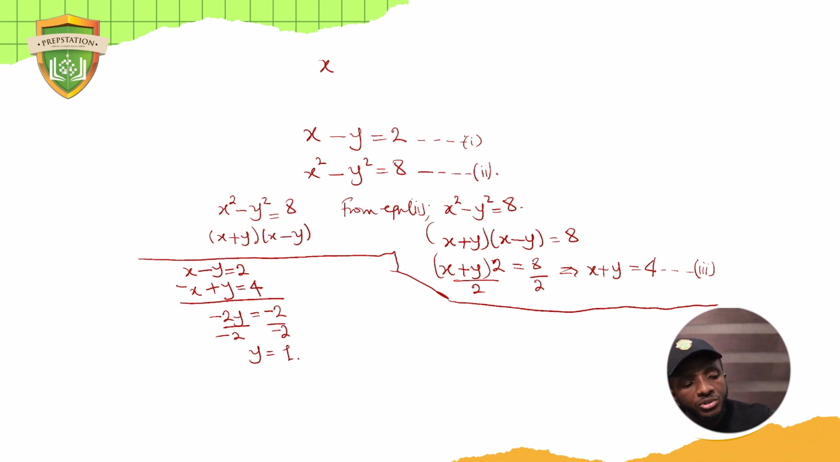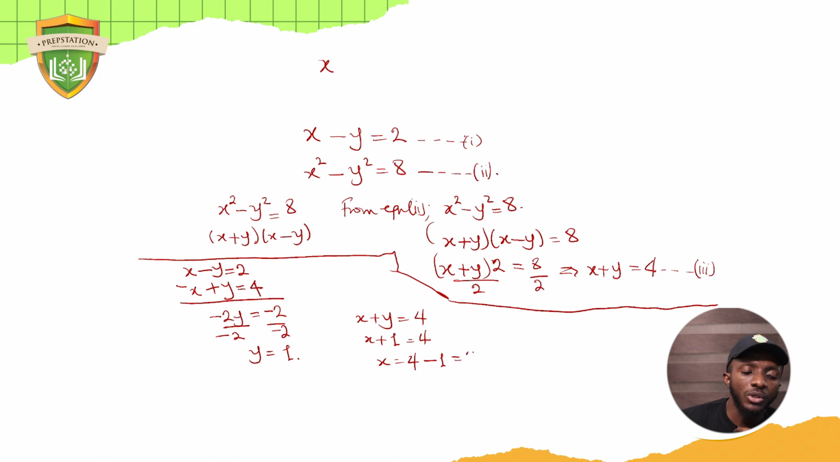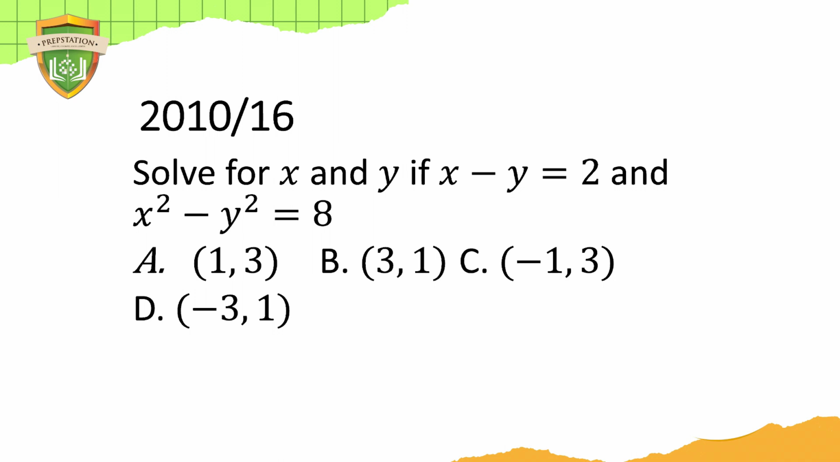Now, you can substitute the value of y into any of the equations you already got to find the value of x. So, if you go to equation 3, remember equation 3, x plus y equals 4. So, if we substitute here, y is 1, remember, x plus 1 equals 4. So, what do you add to 1 to give you 4? That's a simple way of getting that. So, x is 4 minus 1, which is 3. We can say, therefore, that x equals 3 and y equals 1. I hope this is clear.